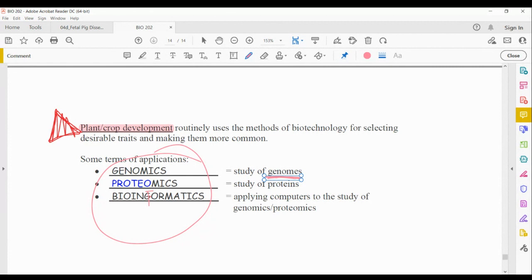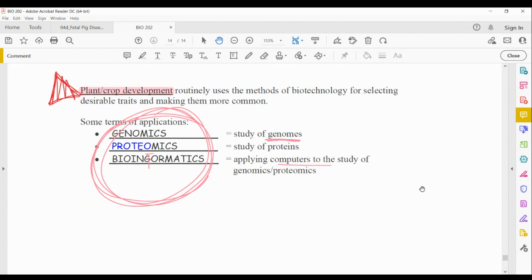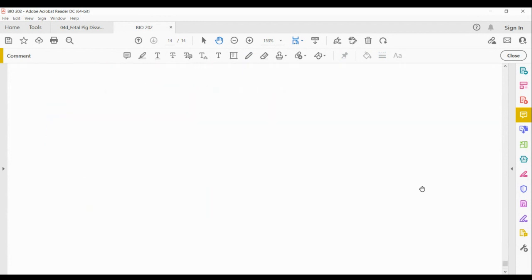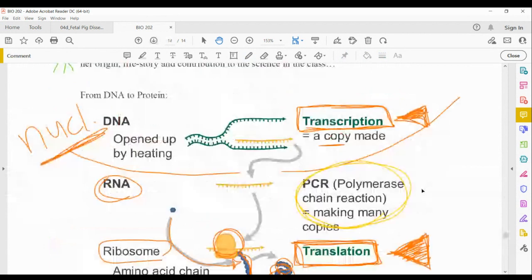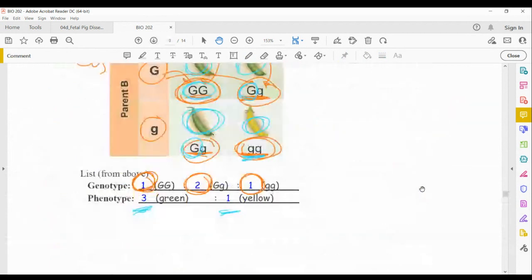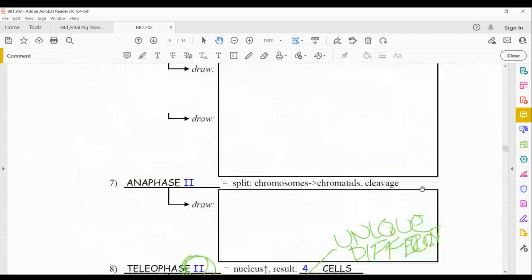That should be F rather than G, is when we use computer systems to study these large sets of data of genomics or proteomics. So those are some of the applications in fields of specialism that individuals can go to. And that really completes our review of the study guide. There were a few odd spelling errors or typing errors there.